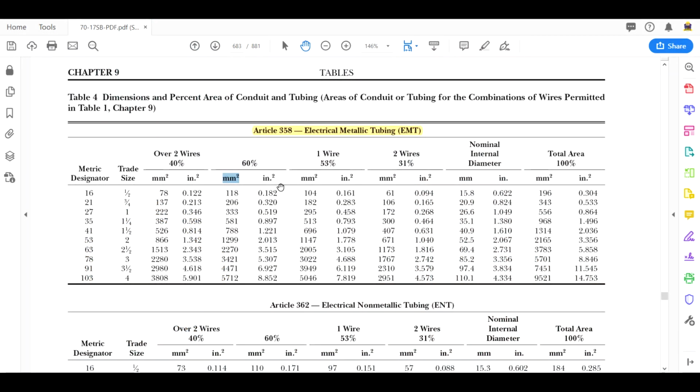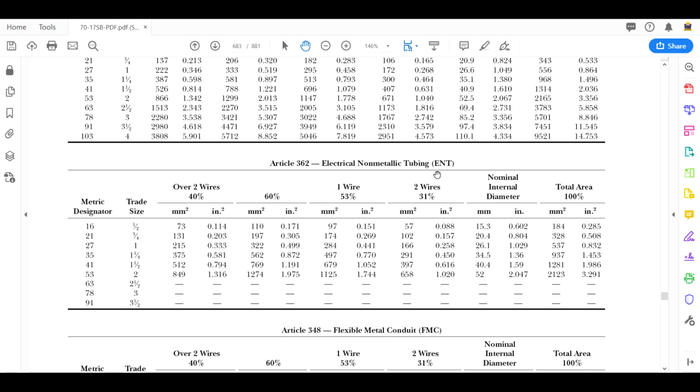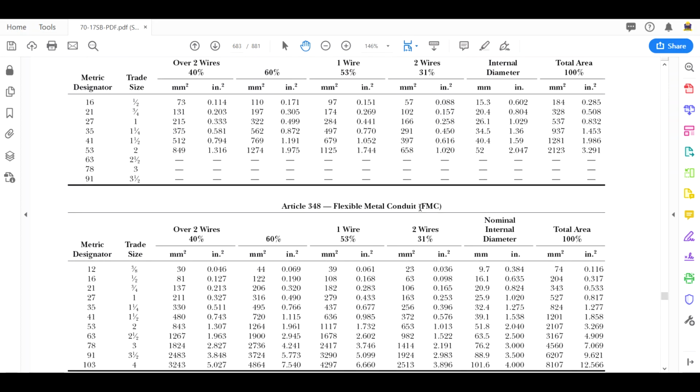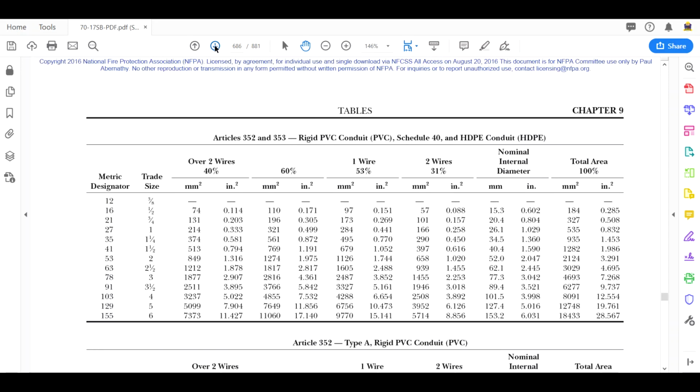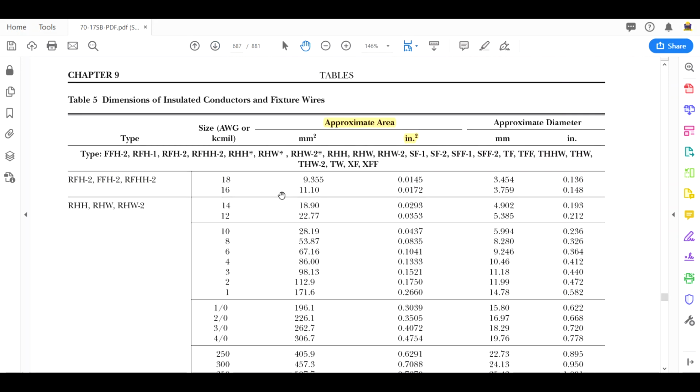All right, so now we have this table for EMT, ENT, that's electrical non-metallic tubing, FMC, flexible metal conduit, all of them here. And this is where you're going to go to find out what your 40, your 60, your 53, or 31 is. So we've already done it for you, which is a beautiful thing. Now, let's look at Table 5. With Table 5, you want to make sure that you're firmly in the approximate area, and again, we're working firmly in square inches.